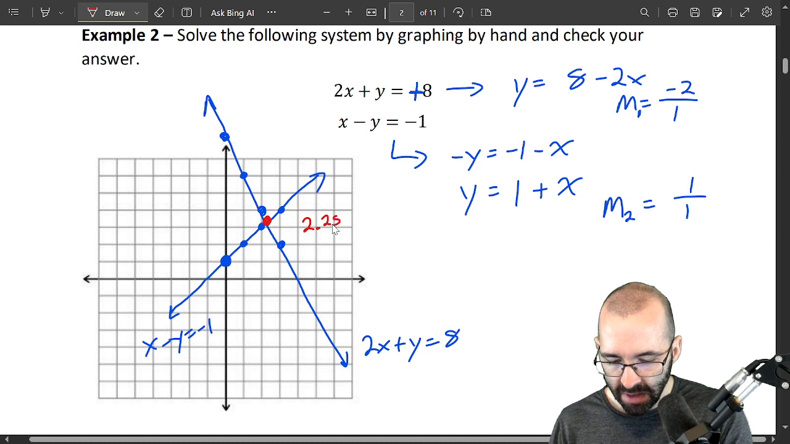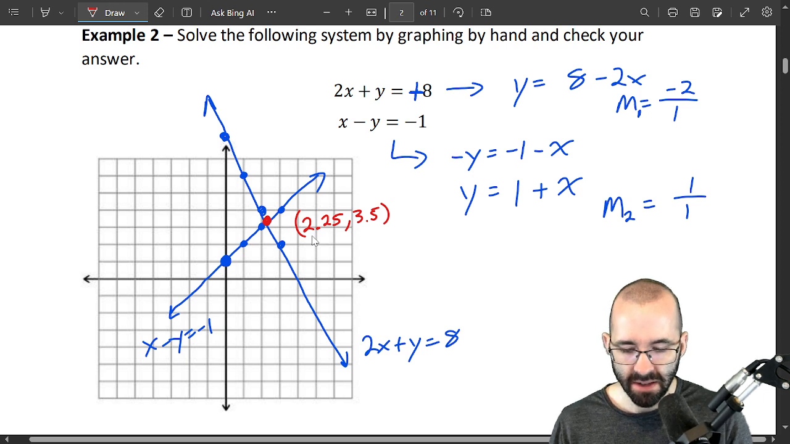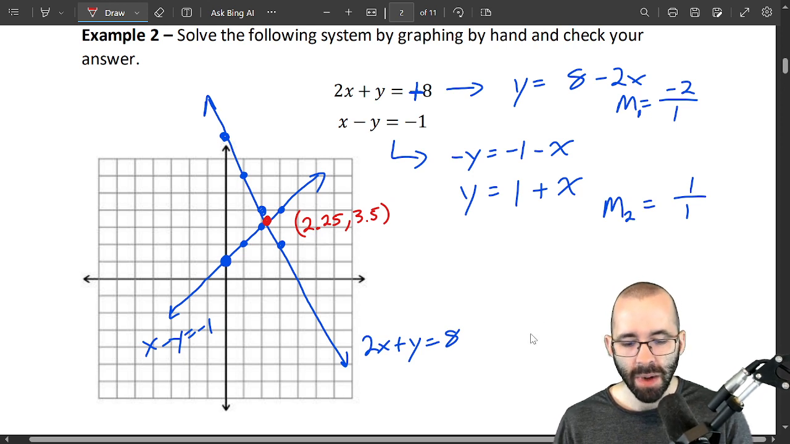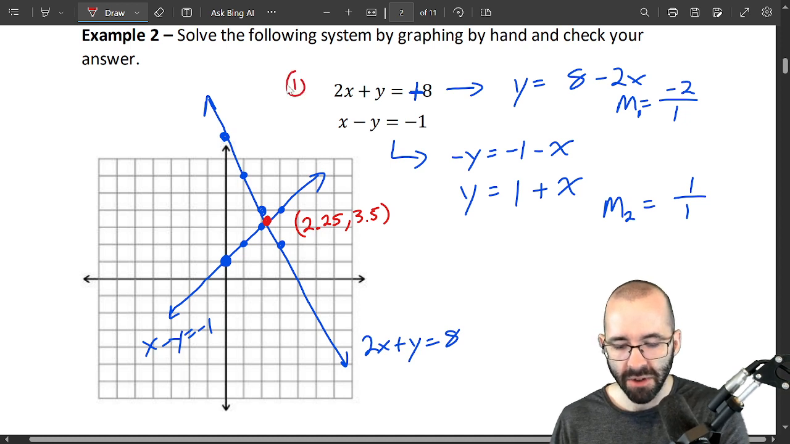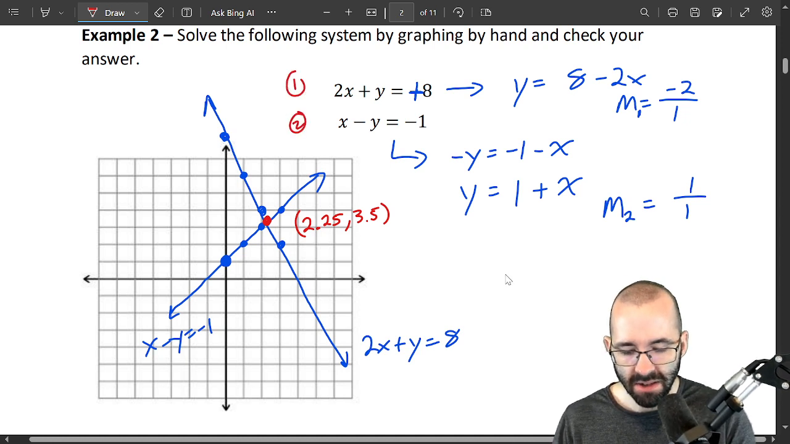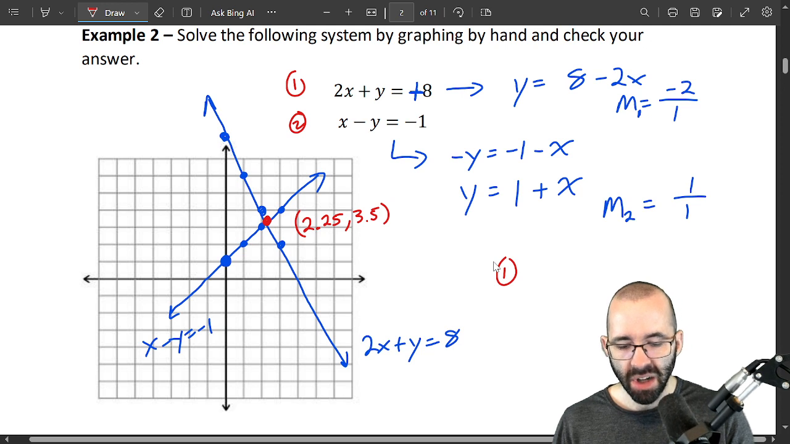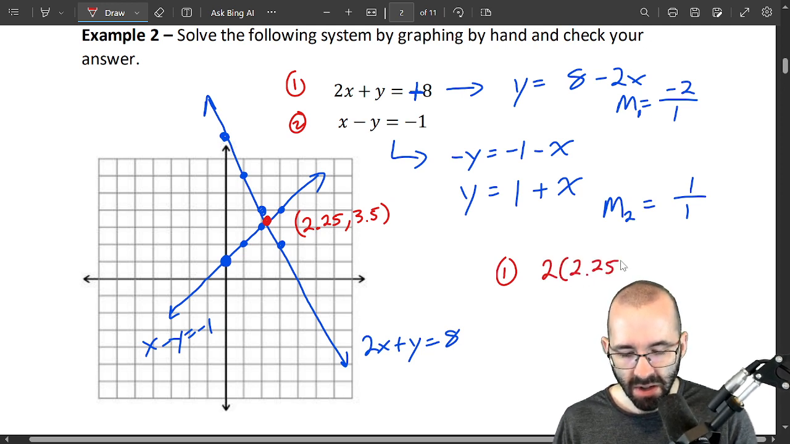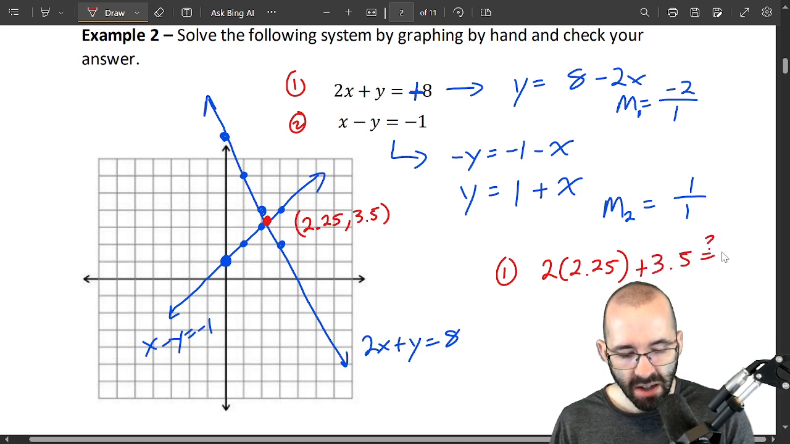2.25 and then 3.5. I don't know, something like that. And then we could check our answer by plugging this in. We'd plug it into both equations, the first equation and the second equation. So we'd plug it into the first equation: 2 times 2.25 plus the y value, which is 3.5. Is that equal to positive 8?